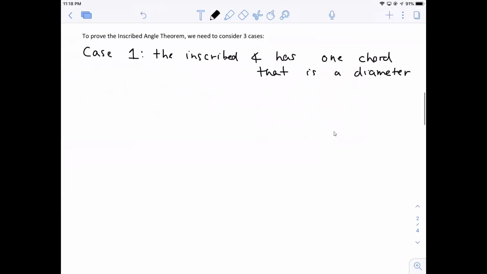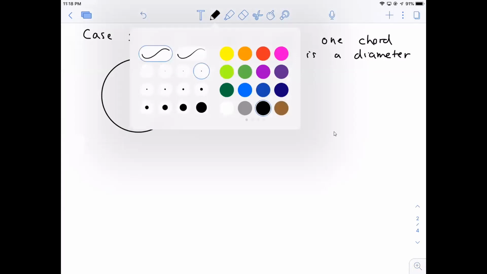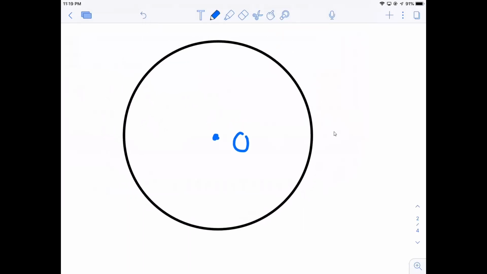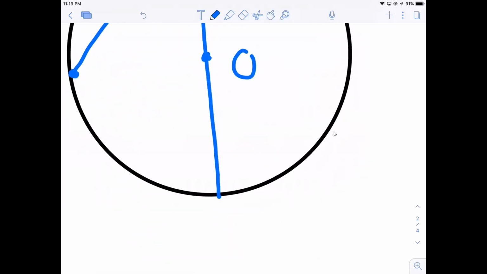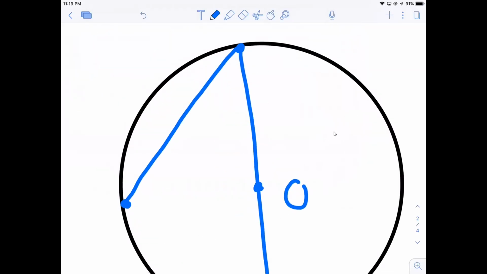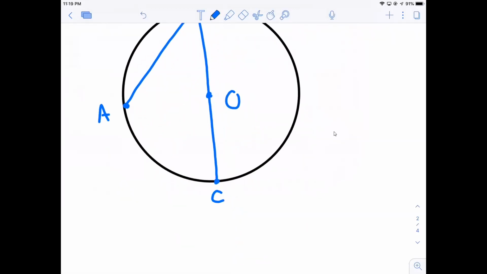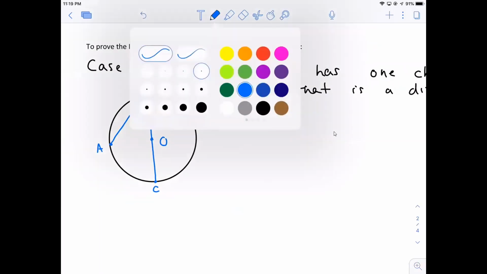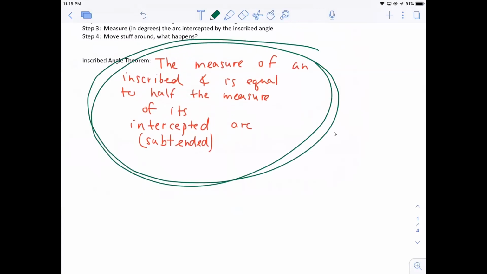So let's draw a picture. Here is a circle, and here is the center of the circle. Let's call this circle O. If I draw my inscribed angle, one chord of this inscribed angle is also going to be a diameter. I'm going to name this angle A, B, C. All right, so angle ABC is an inscribed angle. And again, we're trying to prove that the measure of that inscribed angle is equal to half the measure of its intercepted arc.